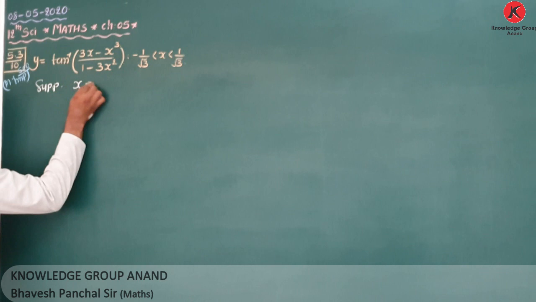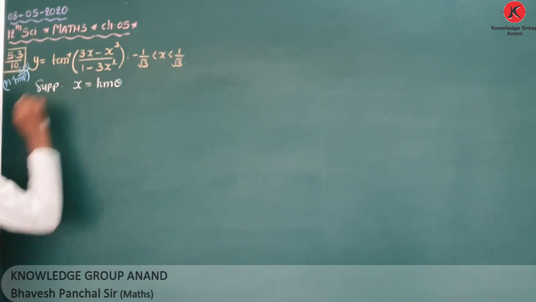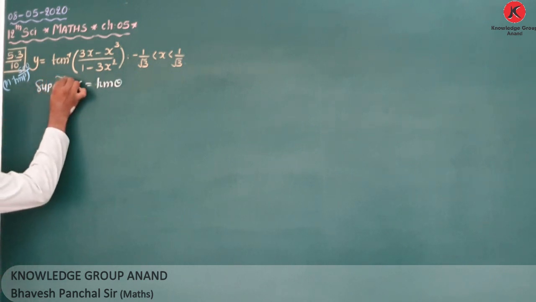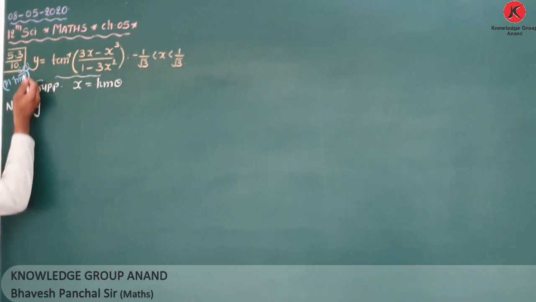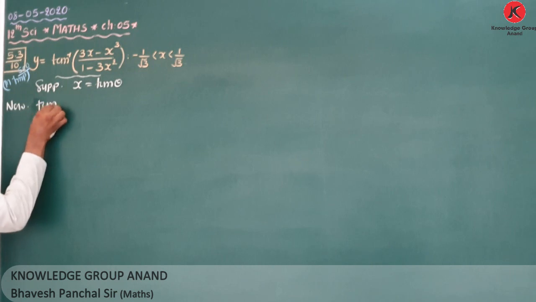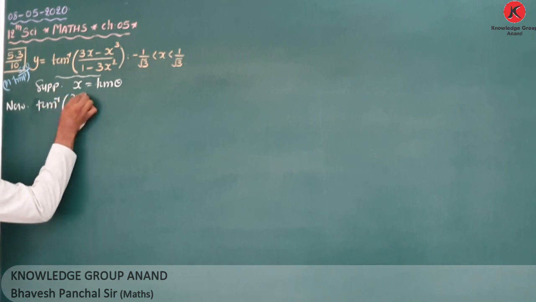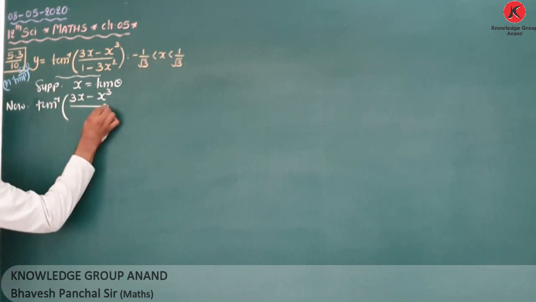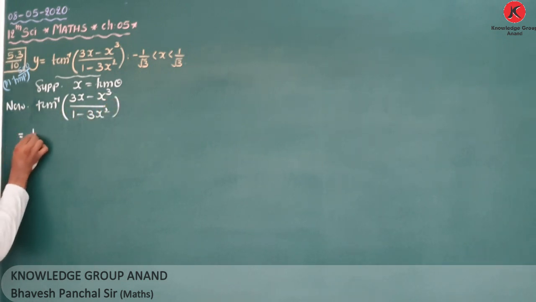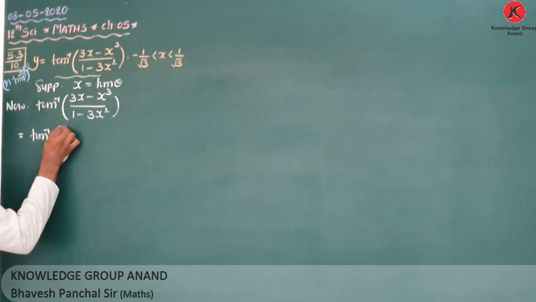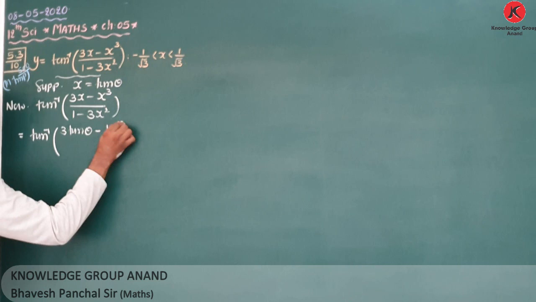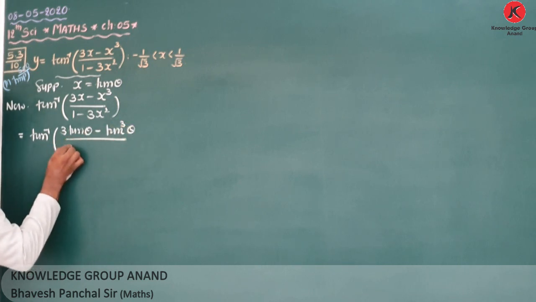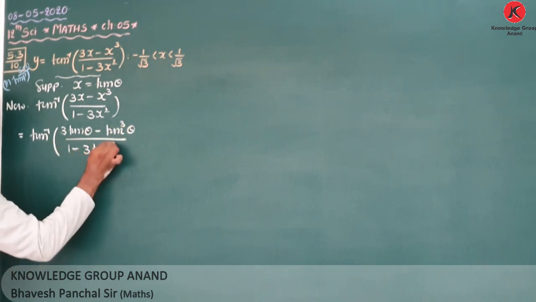suppose I take x equal to tan theta. Okay, put this value in this function and now y equal to tan inverse 3x minus x cube upon 1 minus 3x square. Now we put value of x, that is tan theta, that means 3 tan theta minus here tan cube theta in denominator 1 minus 3 tan square theta.